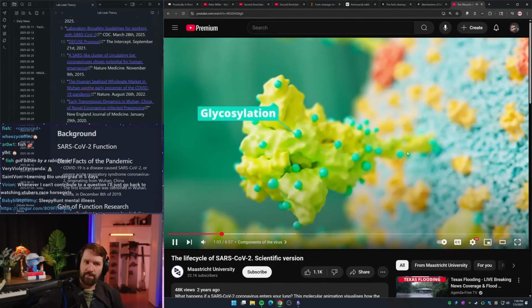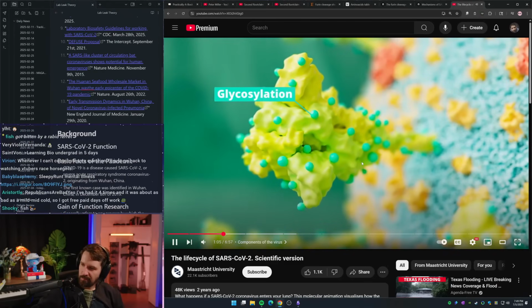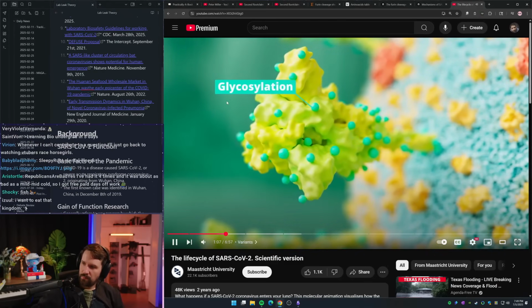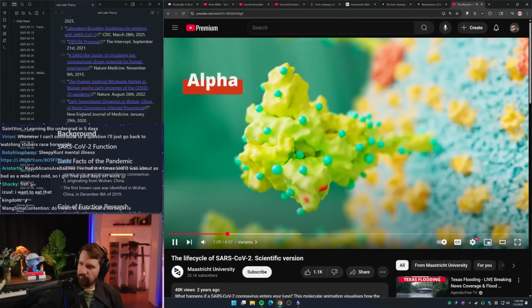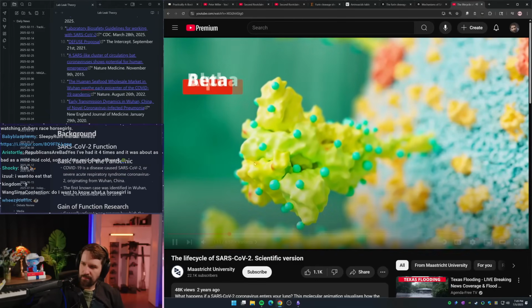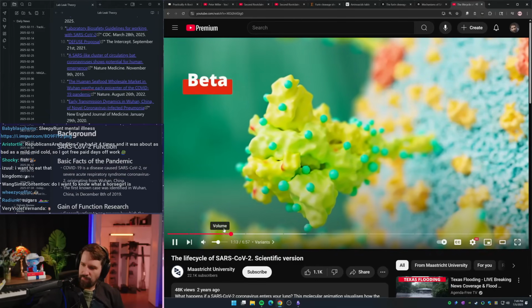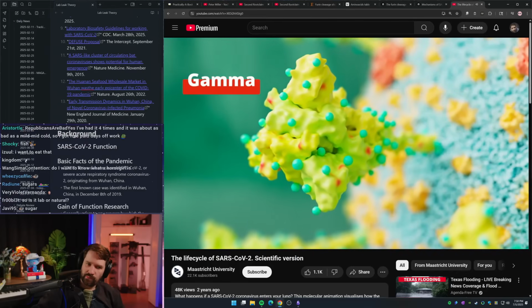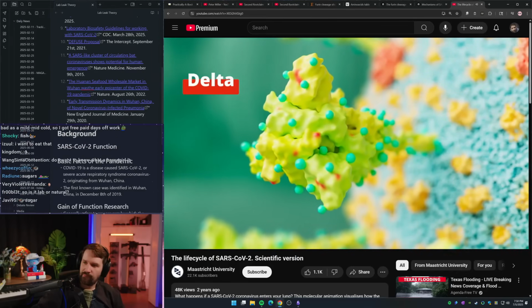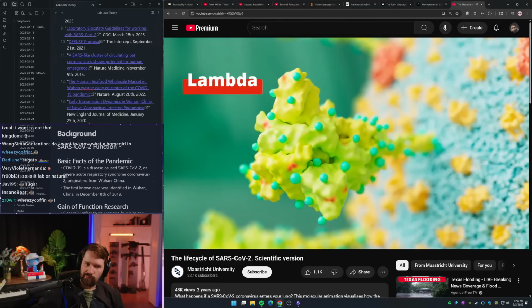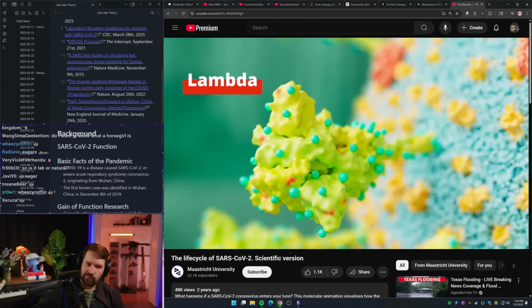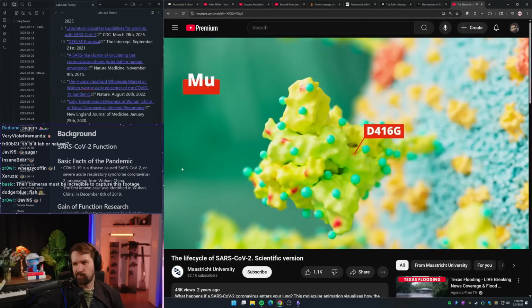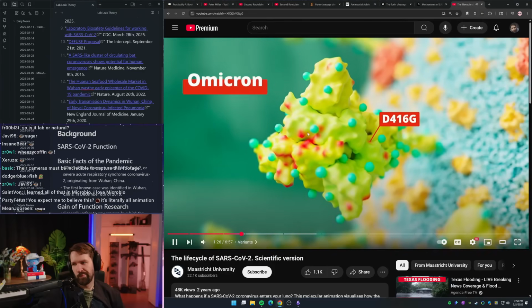It's glycosylated, meaning it has a coat of sugars that hides it from the body's immune system. Many of the variants of SARS-CoV-2 are characterized by mutations on this spike protein that can influence its function, some making the virus more infectious. Many of these mutations are unique to each variant, but some, like D614G, are found on each of the variants of concern.